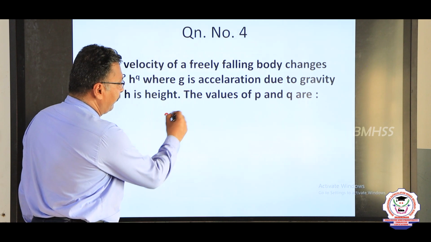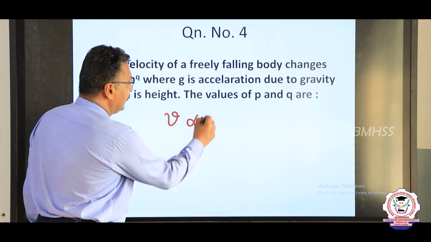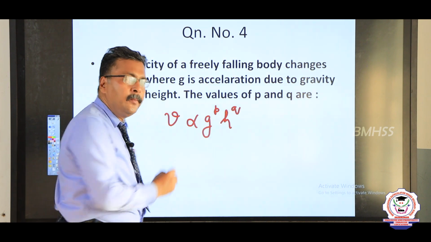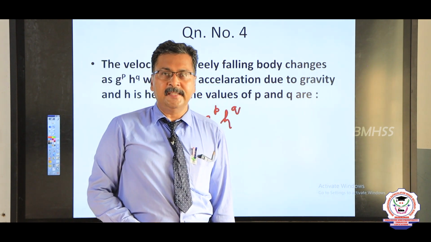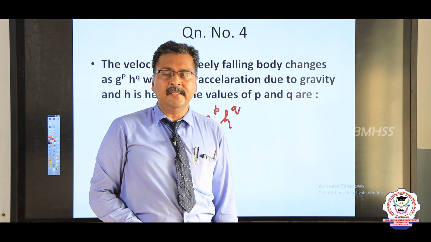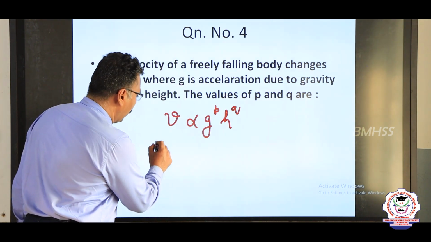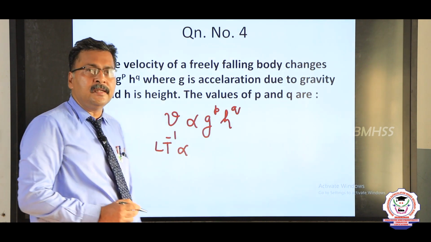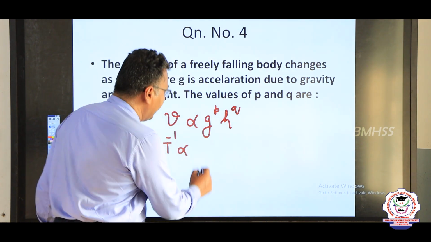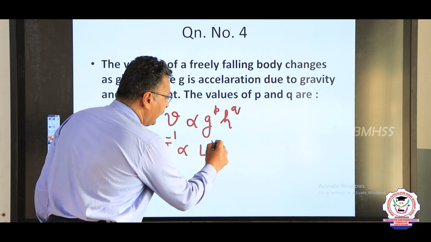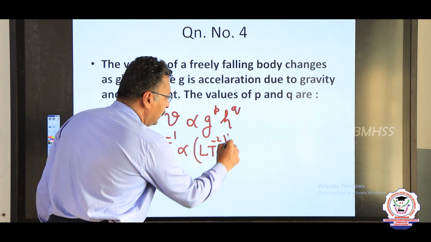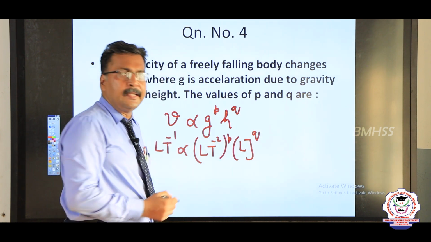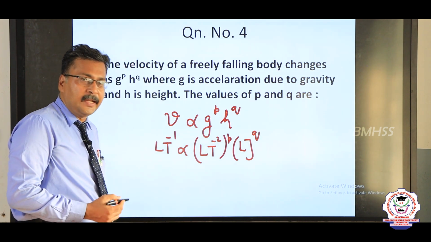We have velocity of the freely falling body is proportional to g power p h power q. Very simple dimensional analysis. Velocity is displacement by time, displacement is L, so L t power minus 1 is proportional to, what is acceleration? L by t square. So L t power minus 2 whole raised to the power p, and h is L power q. So in 2 steps you will get the answer. Such problems you can save time.